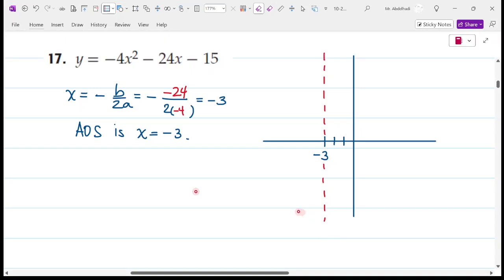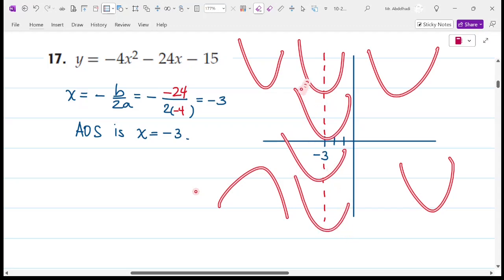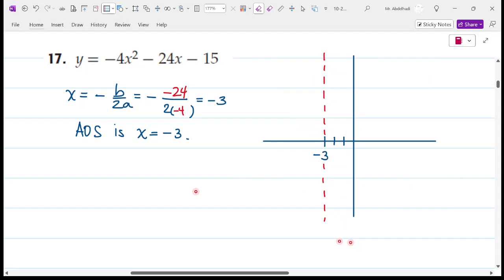This tells us that our parabola is centered on that axis of symmetry. It's not over here, it's not over here. It's got to be on this line here, somewhere on this line. And if it's upside down, it's going to look like that. But it's on that center line. Okay, that's the important thing.